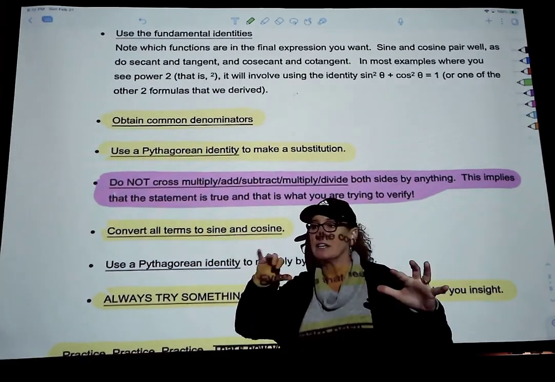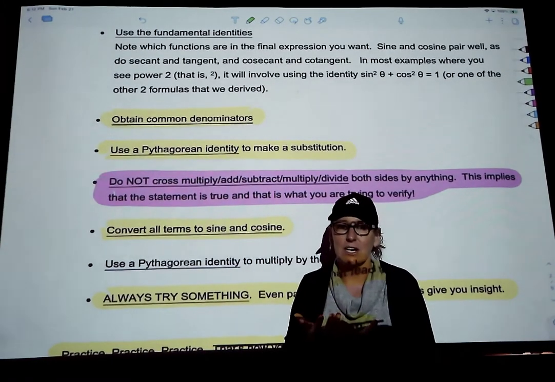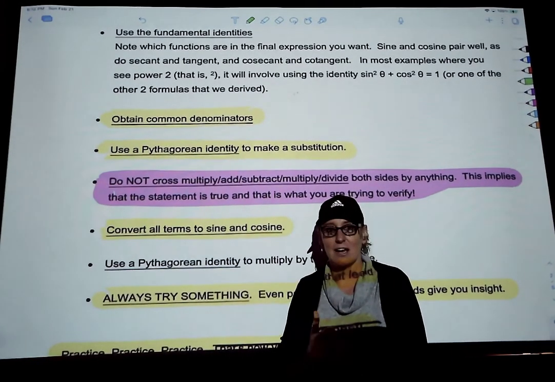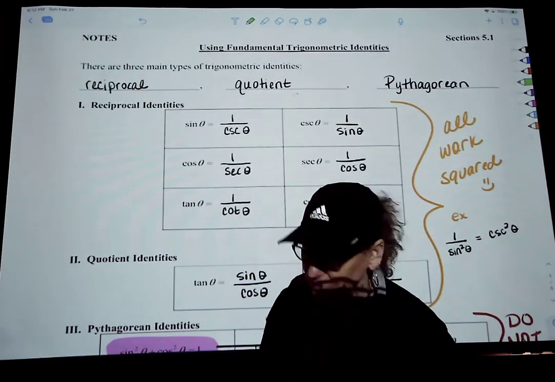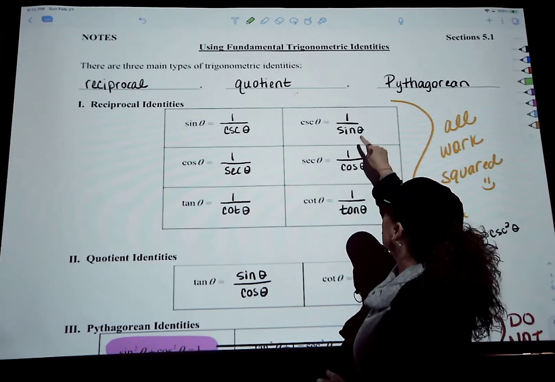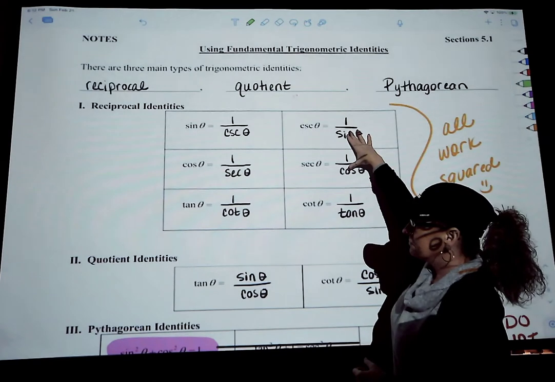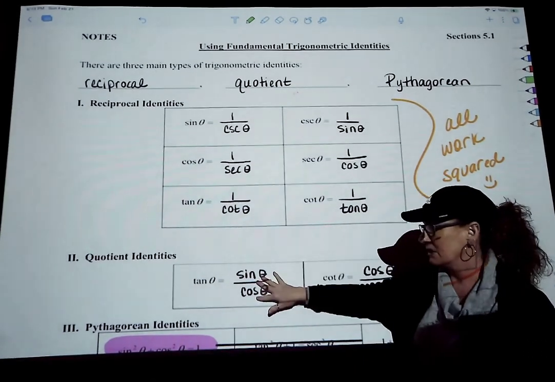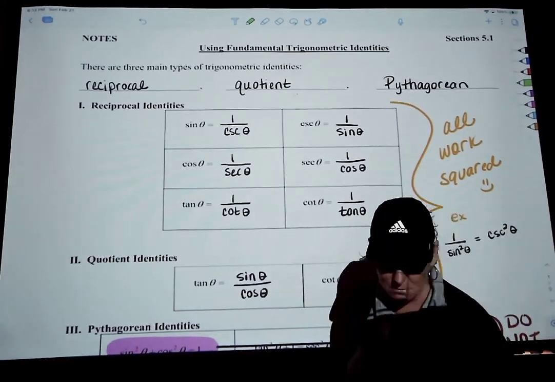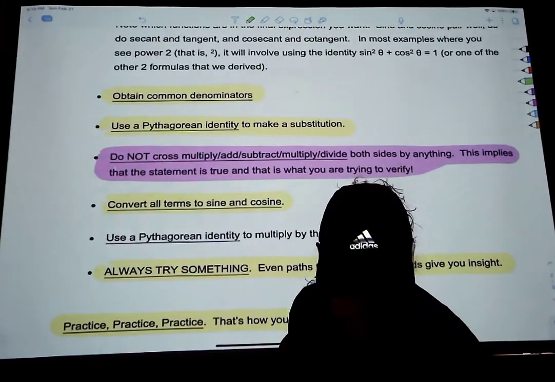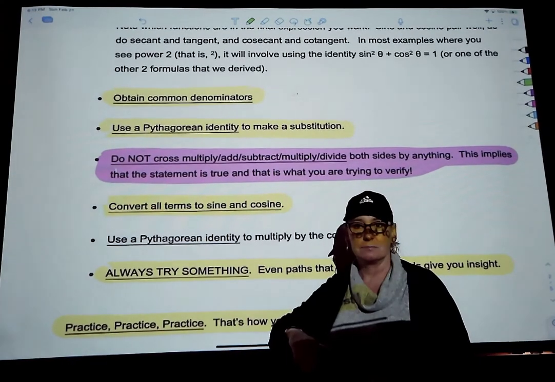Sometimes you're going to see cosecants and cotangents and secants. It's just easier to get everything in terms of sine and cosine. Everything you encounter can be written in terms of sine and cosine. Right? Any of these, how about this? These two can be written in terms of sine and cosine. Tangent can be written in terms of sine and cosine. Cotangent can be written in terms of sine and cosine. It's always an option. Put everything into sine and cosine. Always try something. Keep working at it.